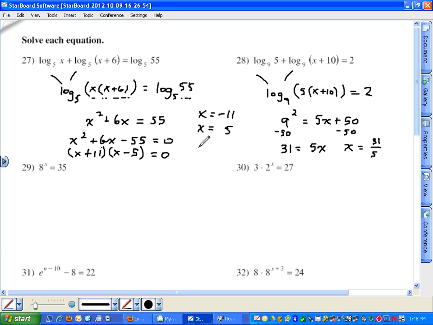Now this is something that's important about logarithms. Logarithm functions have a restricted domain. You can only take the logarithm of positive values, anything greater than 0. You cannot take the logarithm of negative values.